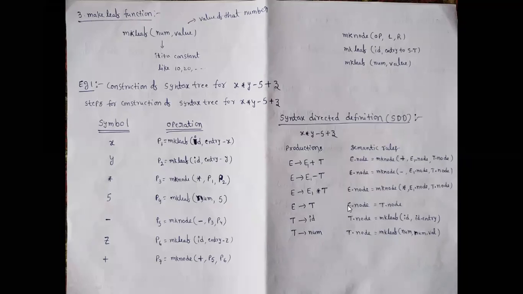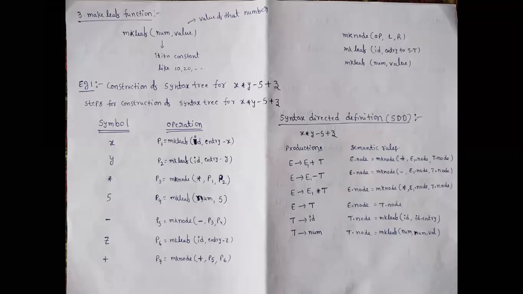So this is the construction of a syntax directed definition for the given expression. We are constructing the syntax directed definition. In our expression we are having three operators, and then only we write the productions. Here E produces E plus T, E minus T, E star T, and E produces T, and T produces id, T produces num. So this is the syntax directed definition. The first step is the symbol with operation, the second step is the syntax directed definition, and the third step is we have to construct the syntax tree.